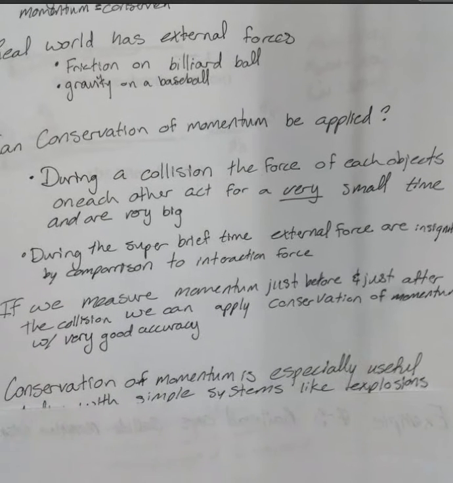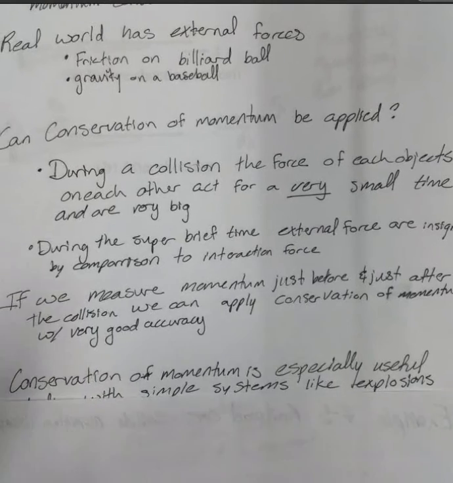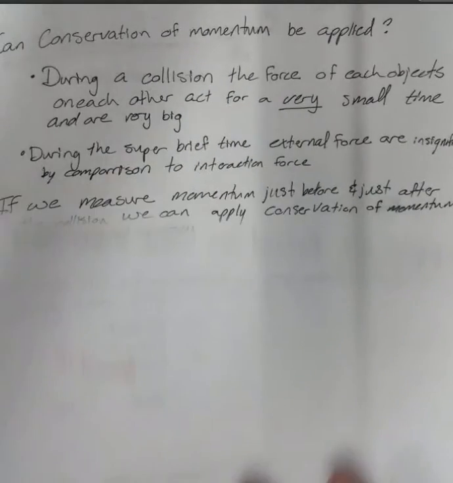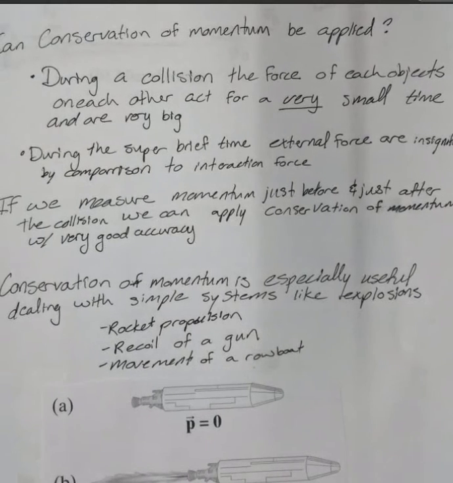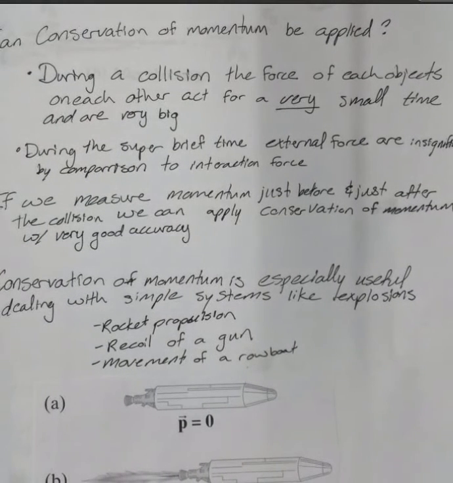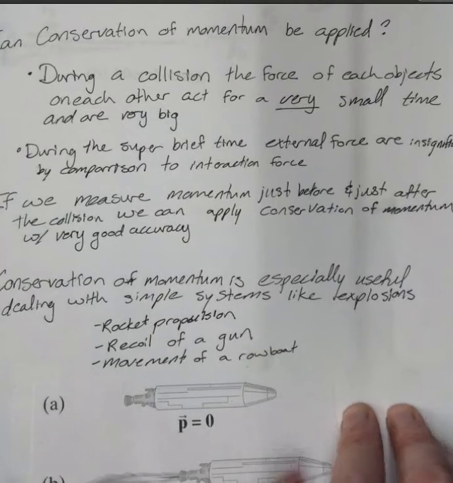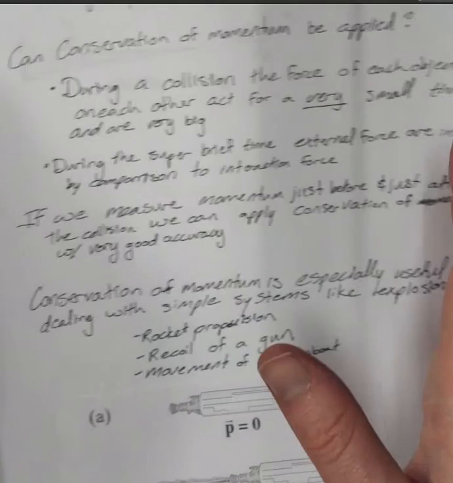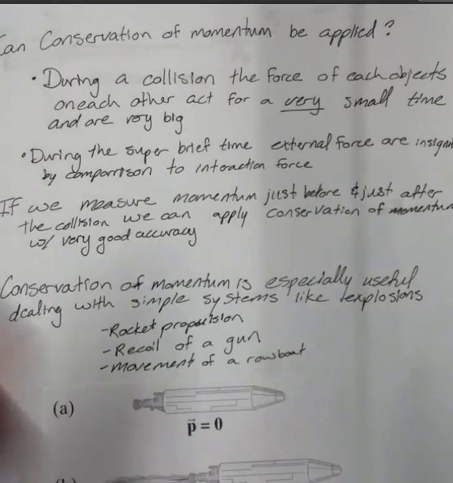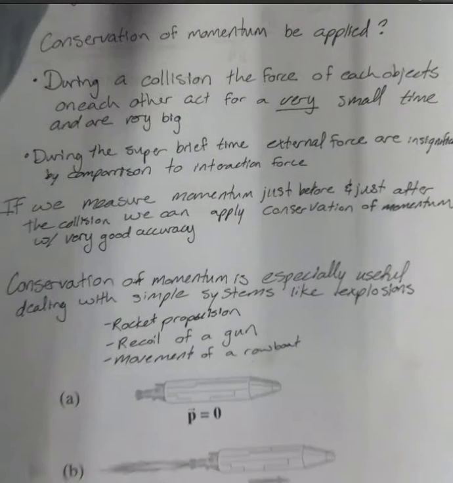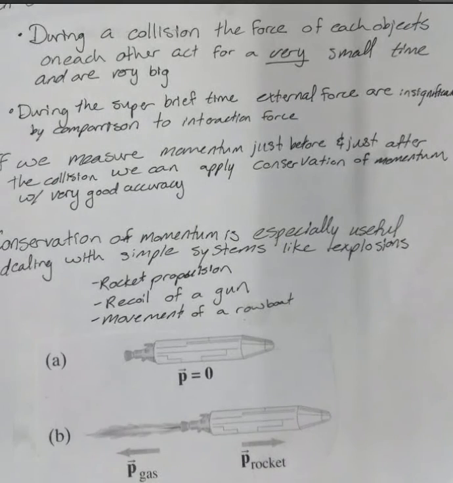So that means that you can use the idea of momentum as a conserved quantity for all sorts of really useful systems. Pretty much anything where you have two objects colliding, you're going to be able to apply conservation of momentum. And that means that we can use conservation of momentum for neat situations like exploding objects, like rocket propulsion, like the recoil of a gun, like the movement of a rowboat.